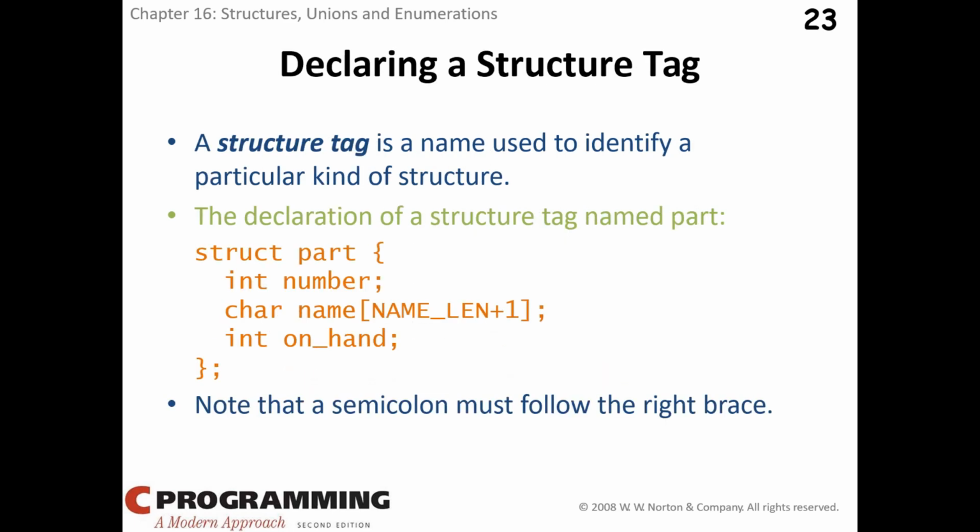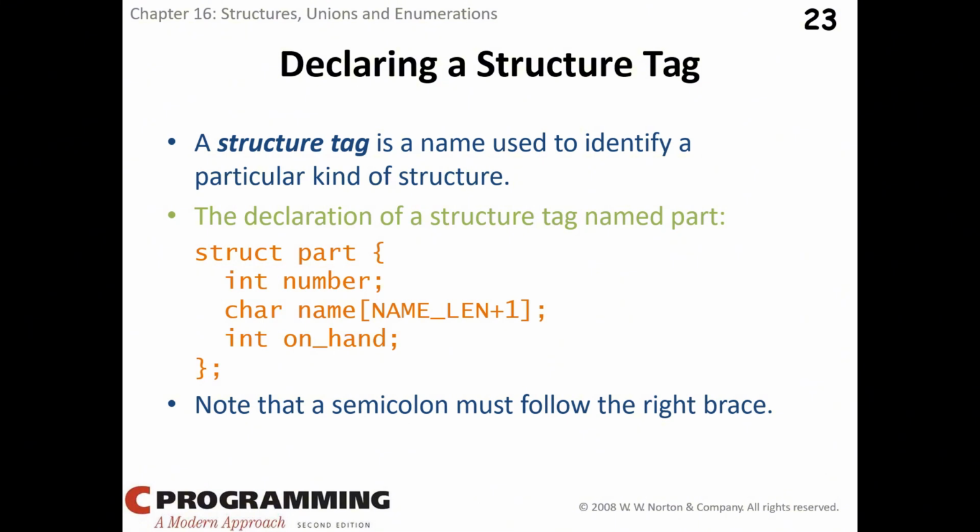And now let's discuss more about a structure tag in C. A structure tag is a name used to identify a particular kind of structure. It serves as a label for the structure type, and it allows us to reference and use it in our program. To declare a structure tag, we use the struct keyword followed by the desired tag name, and then an opening curly brace followed by the definition of the structure members, and finally a closing curly brace. We can see the example here in the slide.